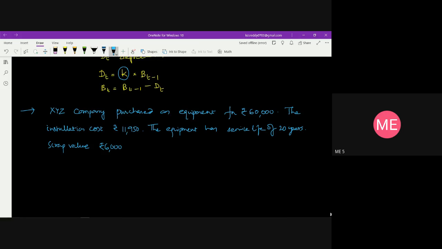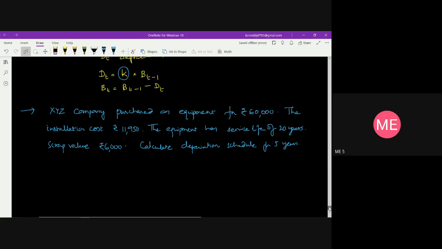Now the question is asking for the depreciation. Calculate the depreciation schedule for 5 years. So it is asking how the depreciation schedule will be for 5 years.